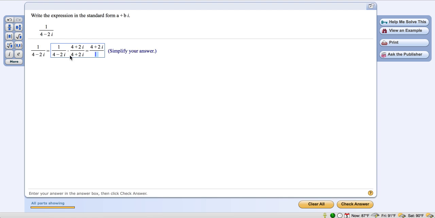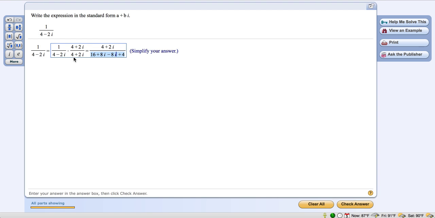What they look like right here is two binomials, right? Say 4 times 4, that's 16, plus 4 times 2i, that's 8i, and then negative 2i times 4, that's minus 8i, and lastly, negative 2i times positive 2i, that's negative times positive is negative, 2 times 2 is 4, i times i is i squared, but i squared is negative 1. If I take negative 1 here and multiply by the negative 4, I'll get positive 4.